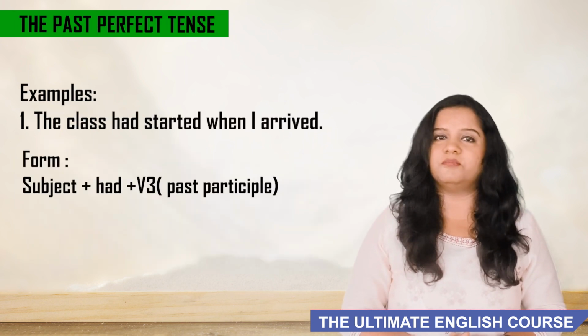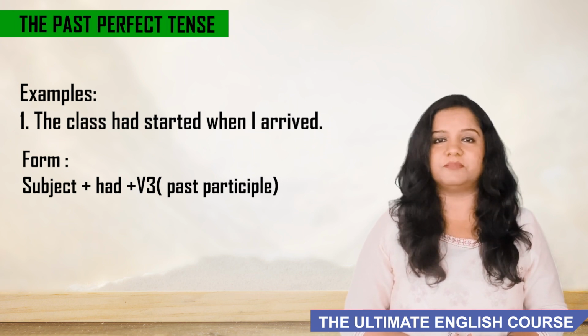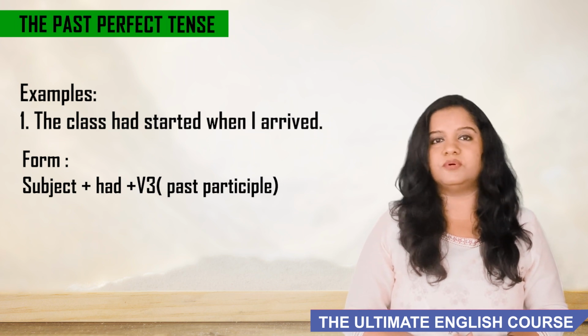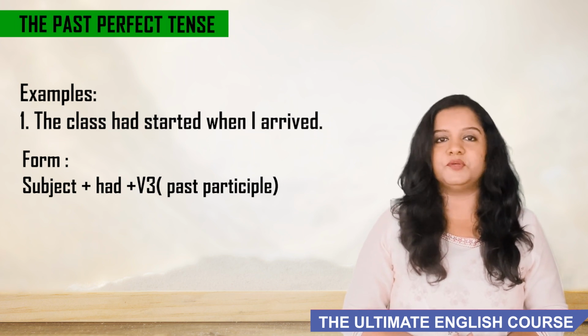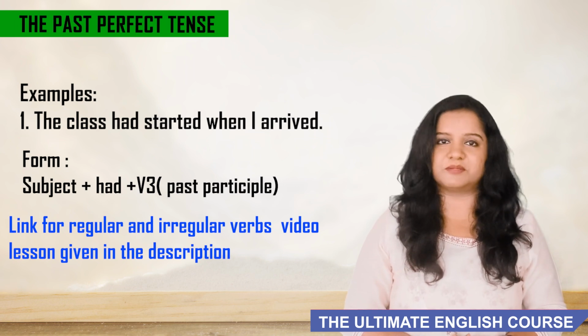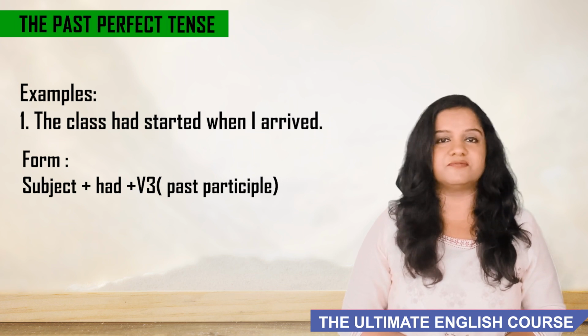And let's look at the form of this tense. It is subject plus had plus verb 3. Verb 3 is also called the past participle. And for those of you who are not familiar with the past participle, you can refer to our lesson on regular and irregular verbs. The link to the video lesson is given in the description below. So the form is subject plus had plus verb 3.